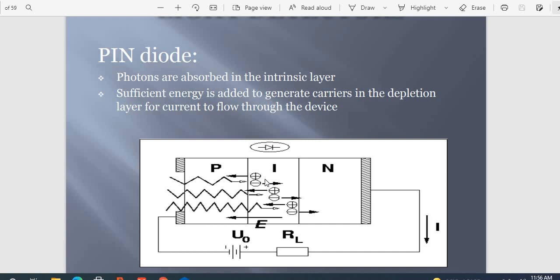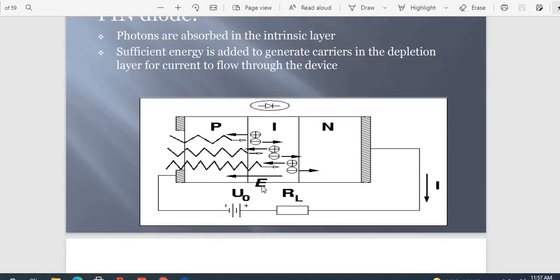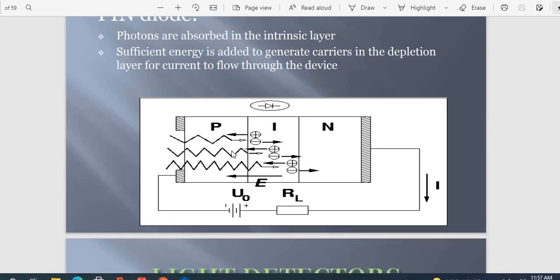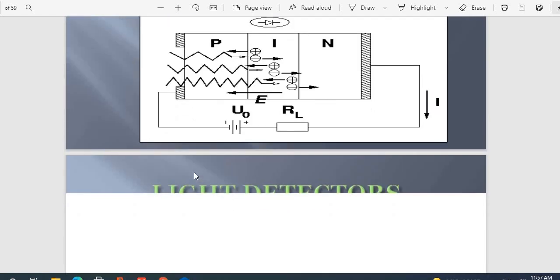We are passing the photons which are going to be absorbed in the intrinsic layer. The photon is getting passed through the intrinsic layer and sufficient energy is added to generate carriers in the depletion layer. So this is our depletion layer, right? This is the depletion layer to get the flow of current through the diode device. In this particular device, the electrons should flow. We pass the photons towards it, and we are getting the current from this battery. We are connecting to the battery, so we get current flow through the device from the energy we add to generate carriers in the depletion region. So this is the generated carrier part.